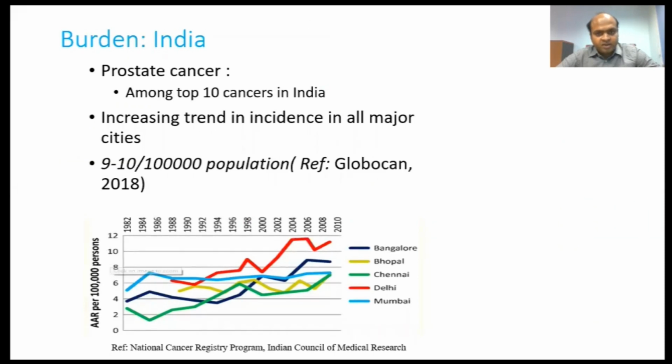As we came to know by the data provided by the Global Cancer Conference in 2018, the incidence in the Indian population is 9 to 10 per 1 lakh population per year. And the maximum incidence is in the Delhi region.